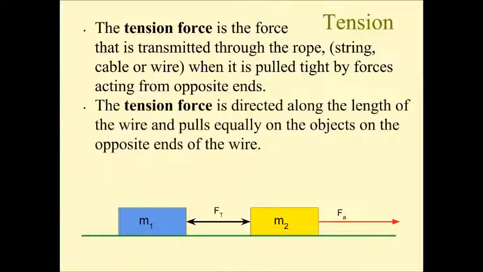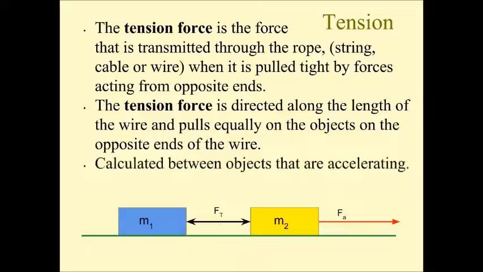It's directed along the whole length of the string or wire, and pulls equally on the objects at the opposite ends of the wire or rope. We're going to calculate the tension between the objects that are accelerating, and of course we'll use Newton's second law to do this.